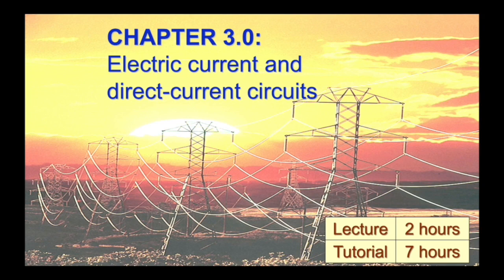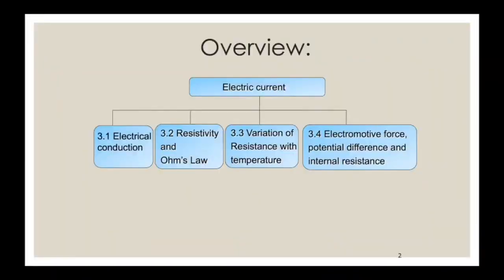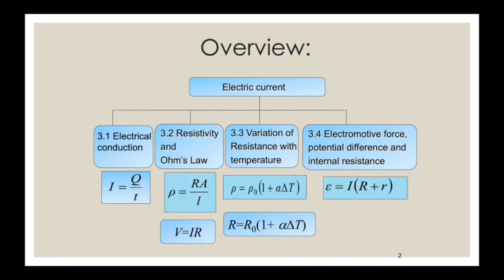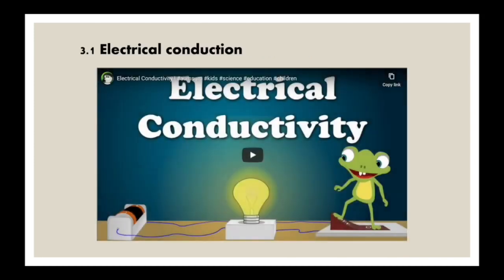We are now going to continue with chapter 3 for physics semester 2, electric current and DC circuits. In this chapter we are only learning the first four subtopics first: 3.1, 3.2, 3.3 and 3.4. And these are the 6 equations that we are going to learn in these first 4 subtopics. So without wasting any time, we are looking at the introduction video about 3.1 electrical conduction.